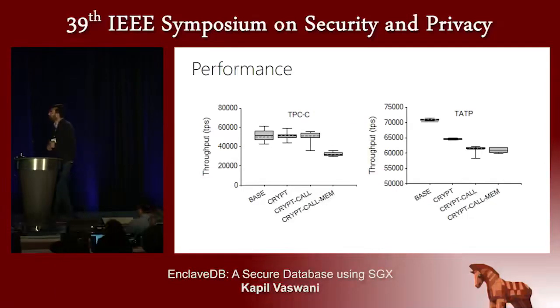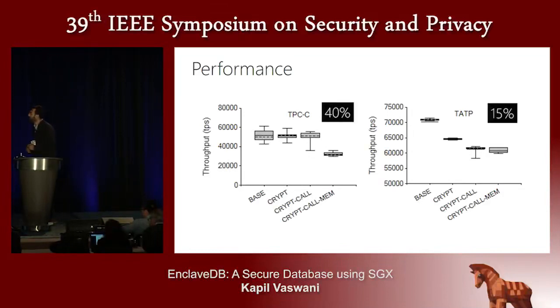Just to quickly describe the performance we get. The graph on the left shows the throughput for TPCC. There are 4 configurations: baseline; Crypt, which represents the configuration where we enable encryption of log records and parameter values; Crypt call, which also simulates the overhead of calling in and out of the enclave; and Crypt call mem, which also simulates the overhead of memory encryption that SGX imposes.